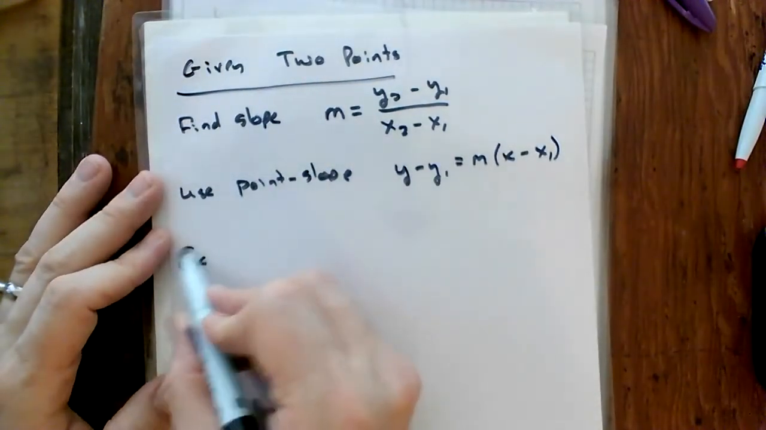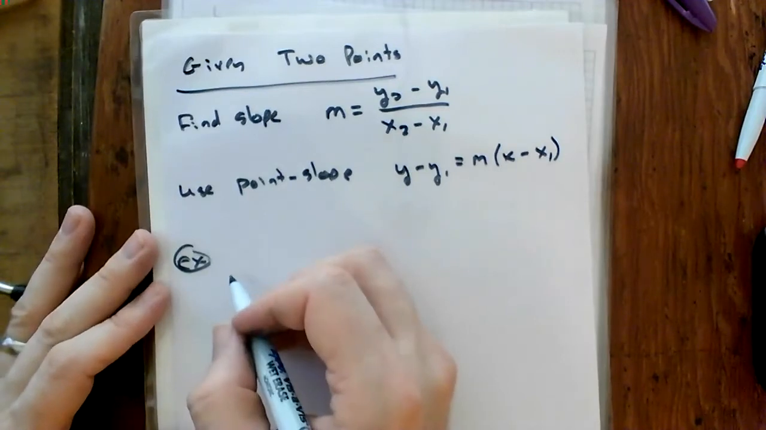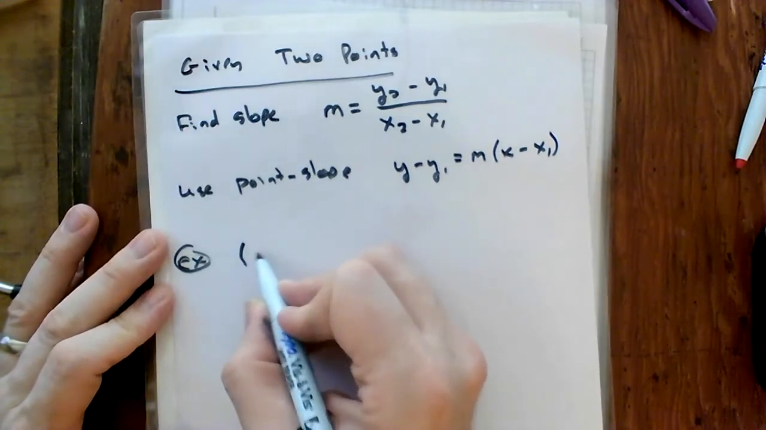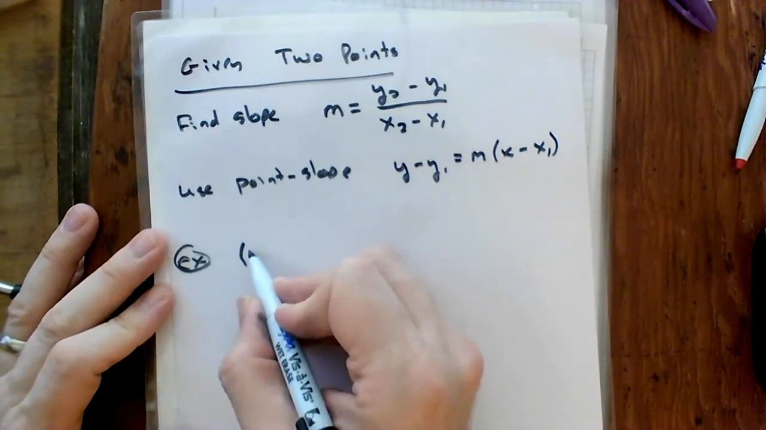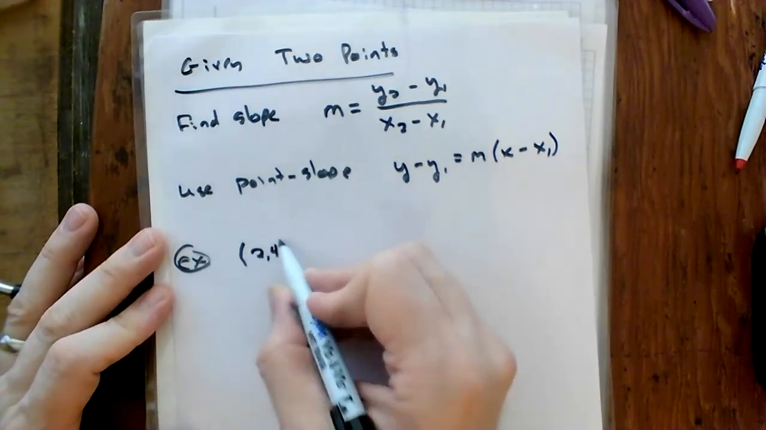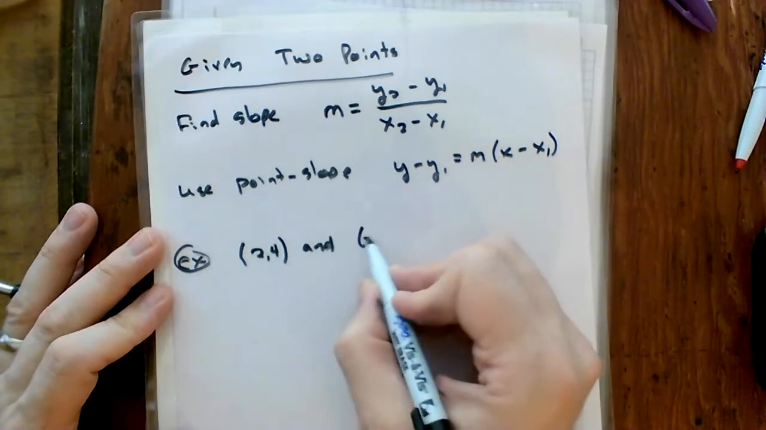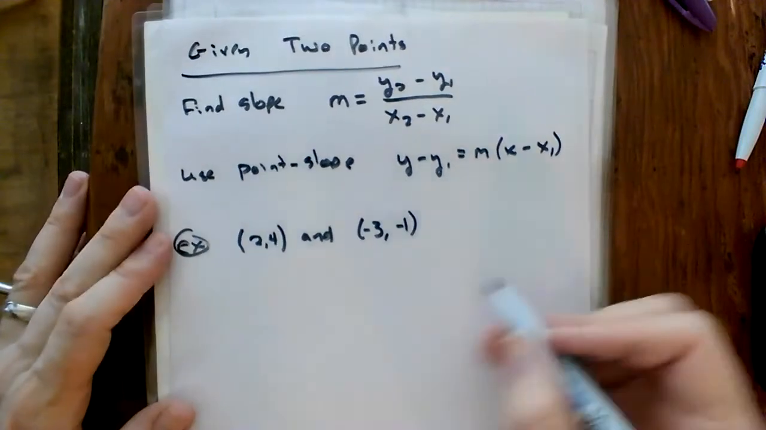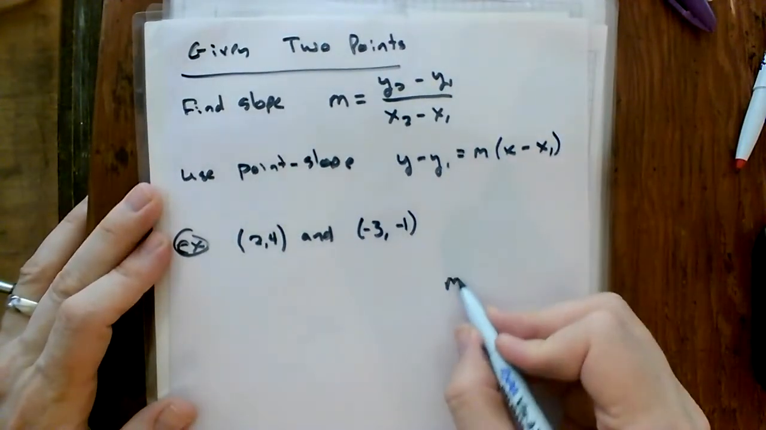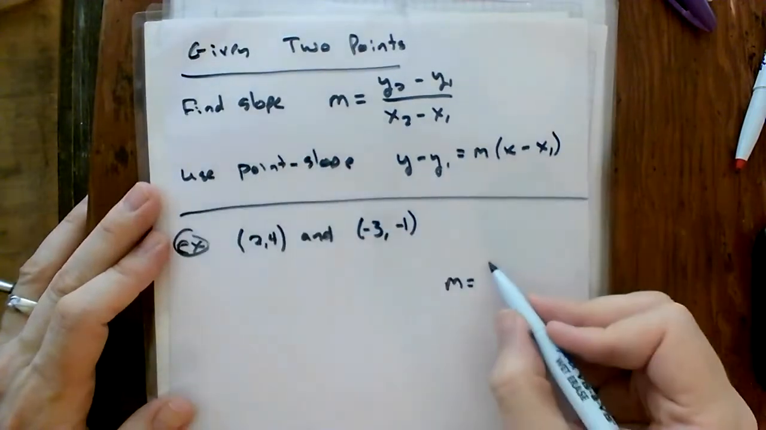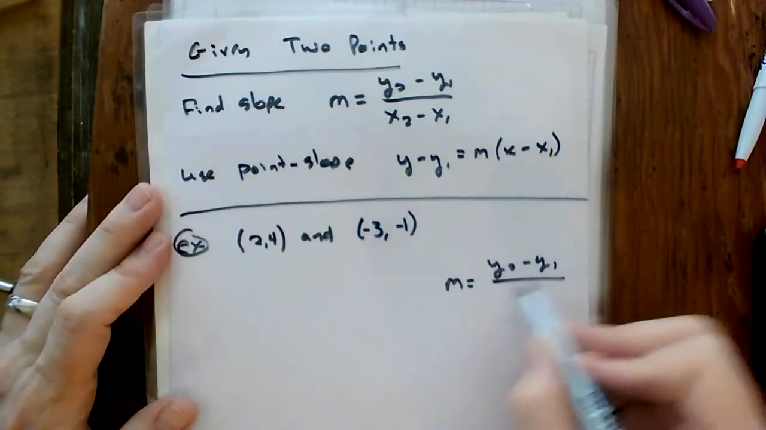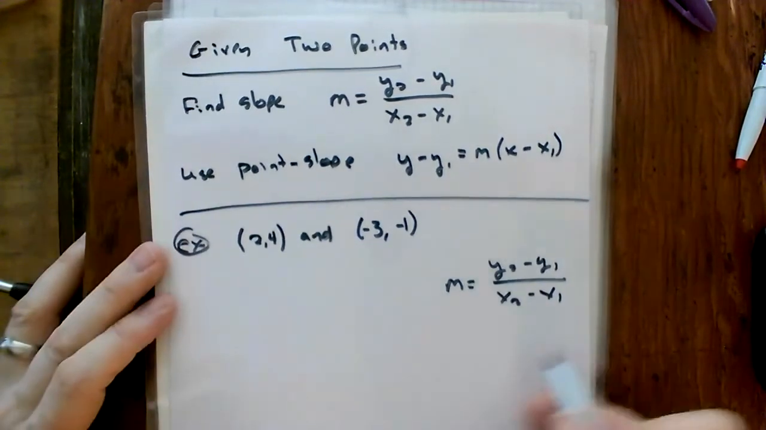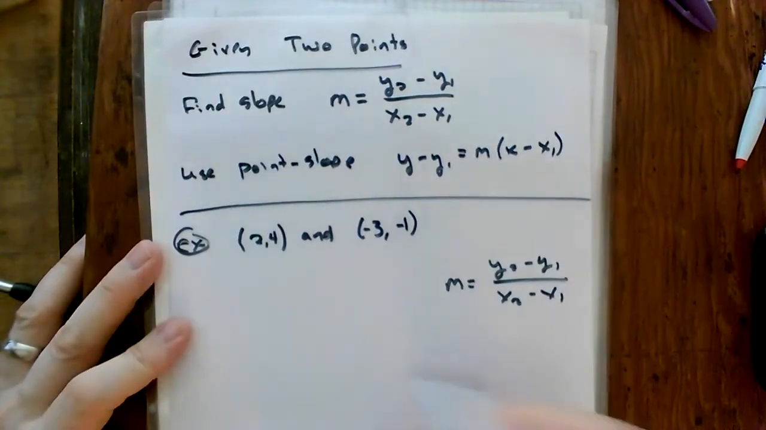So for example, let's say we've got a line that goes through our 2 points. I'm going to do 2, 4, and -3, -1. So the first thing that we're going to need to do is find our slope. Remember, our slope is y2 minus y1 over x2 minus x1. I said it on this first page of notes. I want you guys to memorize these, so I'm going to keep repeating these.